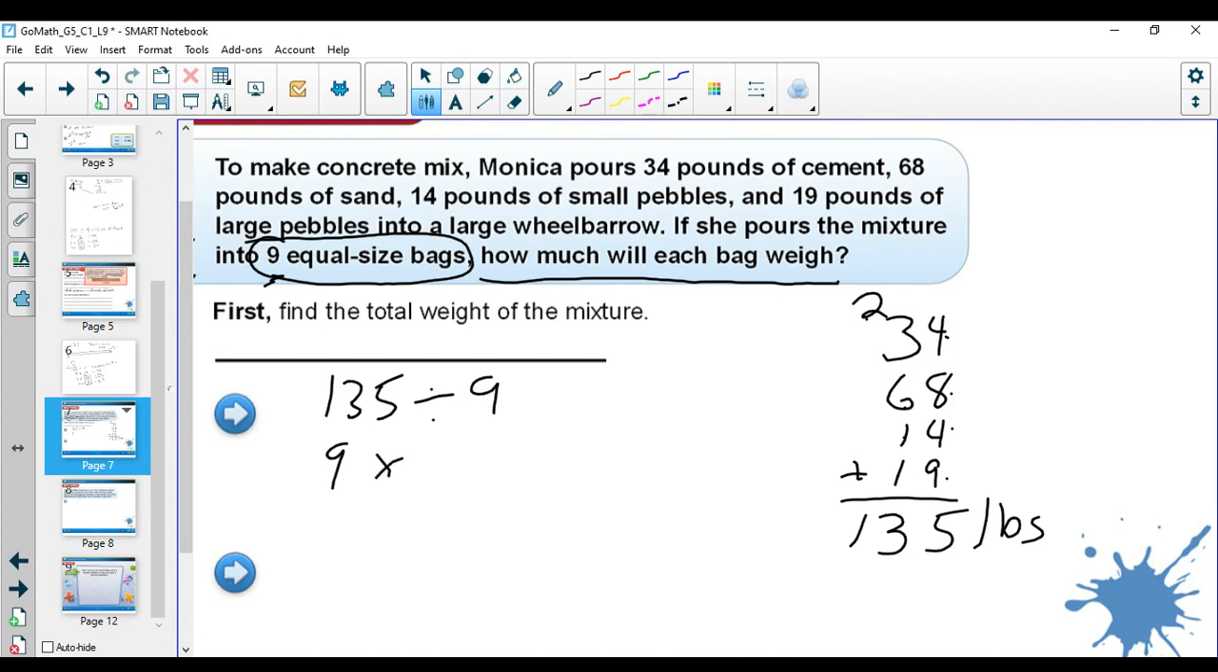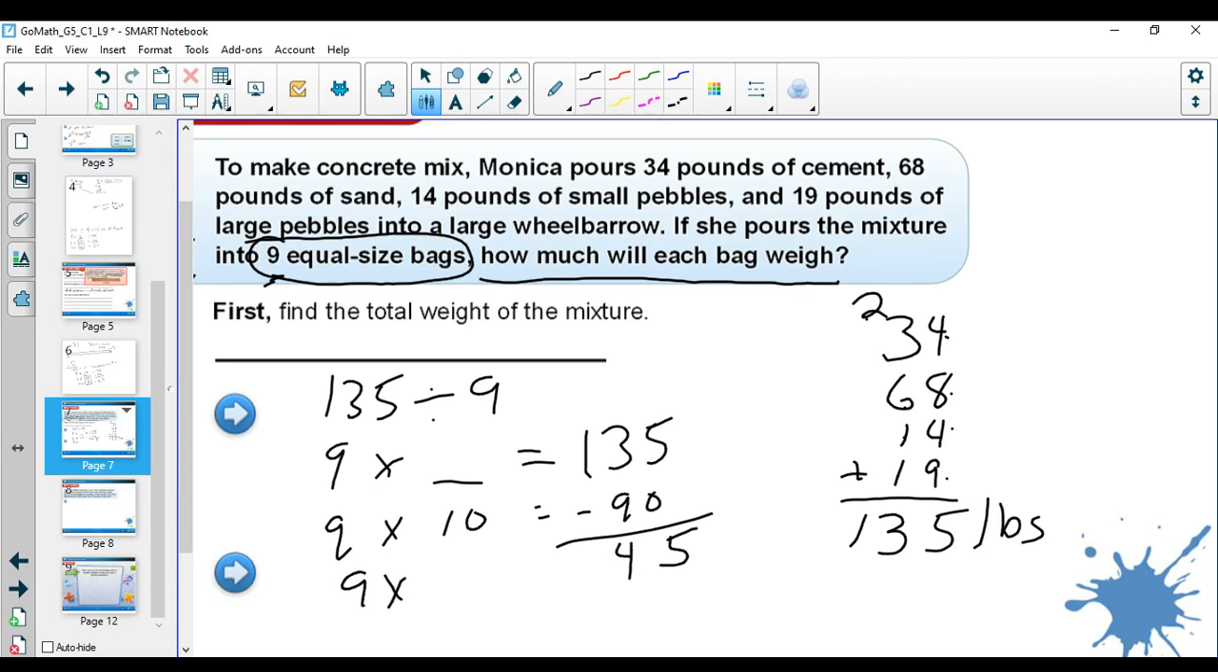Again, I'm going to set this up like we've been doing for the distributive property. So 9 times what equals 135? Well, I'm going to start by multiplying 9 by 10, and that is 90. So I'm going to subtract that. 5 minus 0 is 5. 13 minus 9 is 4. And then 9 times 5 equals 45. So 10 plus 5 is 15. And that means that each bag weighs 15 pounds. And I know that this isn't the correct question, right? But each bag weighs 15 pounds.